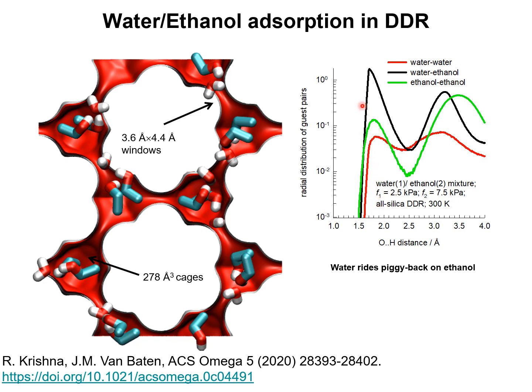We note that there is a sharp peak at a distance that is smaller than 2 angstrom, and this peak corresponds to the OH distance representative of hydrogen bonding. Particularly noteworthy is the strong peak in the water ethanol pairs of gas molecules. In other words, the water that is bound with the ethanol molecule gets adsorbed by riding piggyback. And this leads to an enhanced ingress of water into DDR zeolite.